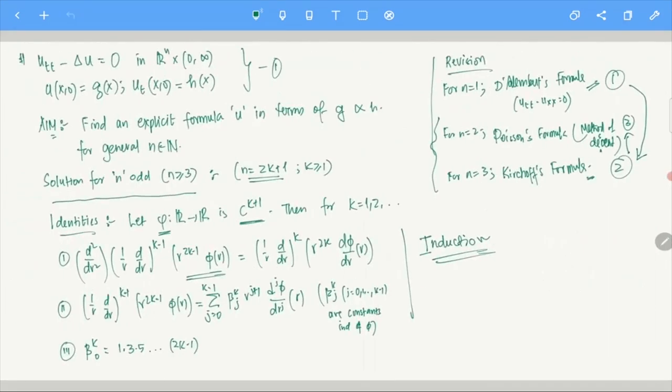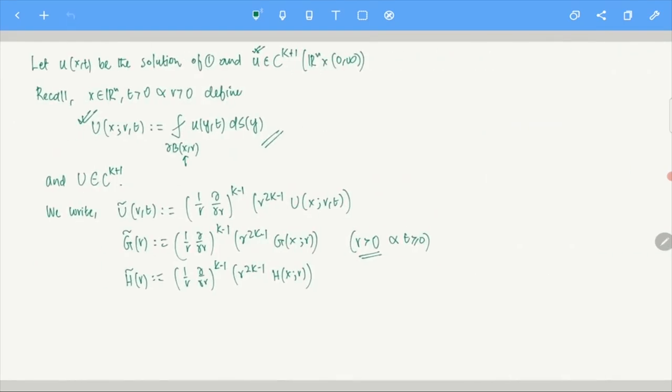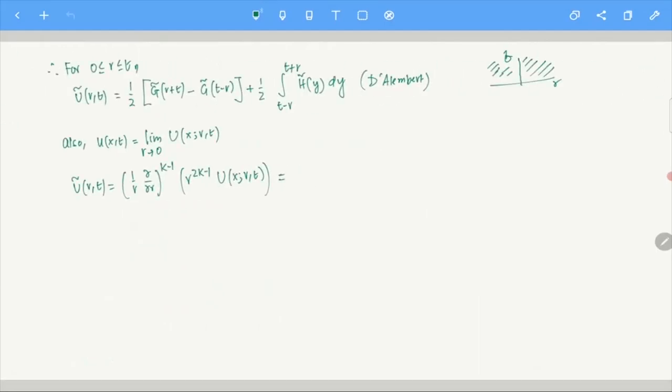I am going to use this particular second part: ((1/r)∂/∂r)^(k-1) of r^(2k-1) phi of r is this sum, a little crazy looking sum. So let's just write that sum here. This is nothing but just the calculation part. Sum j equals 0 to k minus 1, b_kj r^(j+1) ∂^j/∂r^j of capital U of x, r comma t. Clear?